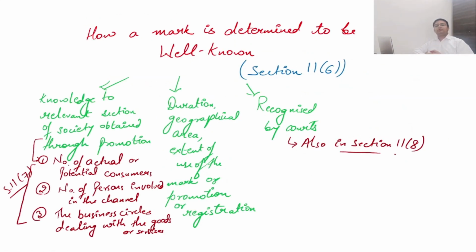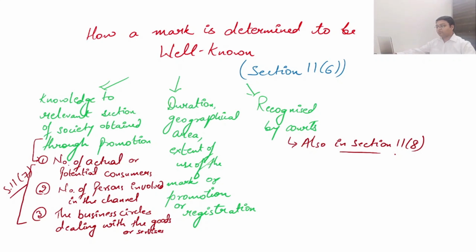Now, moving further, section 11, subsection 6 tells us certain conditions through which the registrar can identify any mark as a well-known mark. So, the first and foremost condition is that it should be in the knowledge of the relevant section of the society. It can be either through promotion or through use. And the conditions for this are enshrined in section 11, subsection 7.